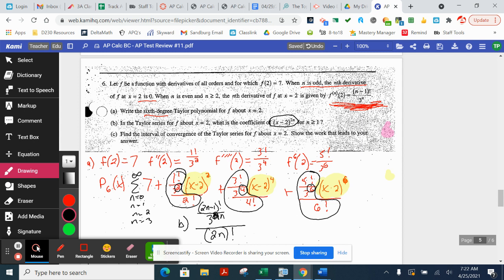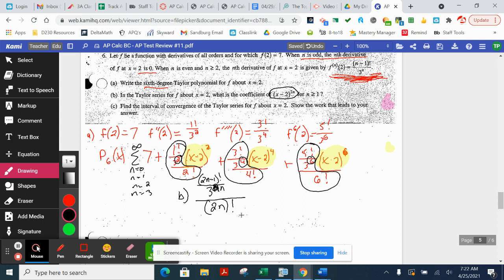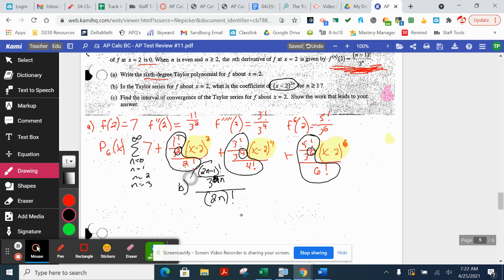All right, and then letter C, it says find the interval of convergence for that Taylor series. Again, I'm going to leave that for you. It is a bit of a nightmare because this is now your derivative. So maybe I'll get you started on this. You may even want to simplify that a little bit.